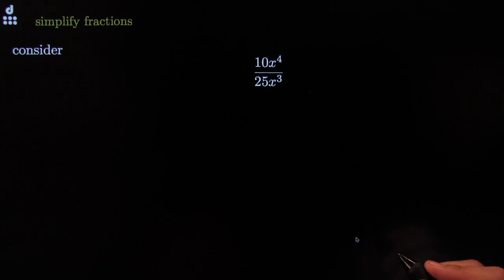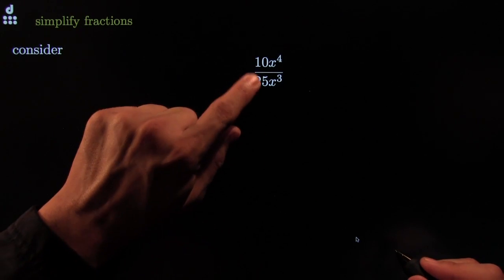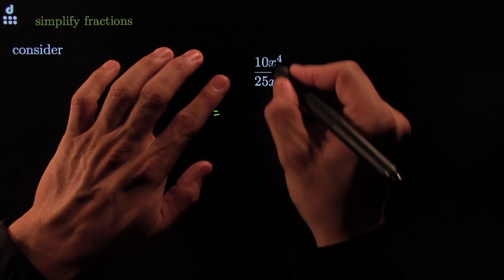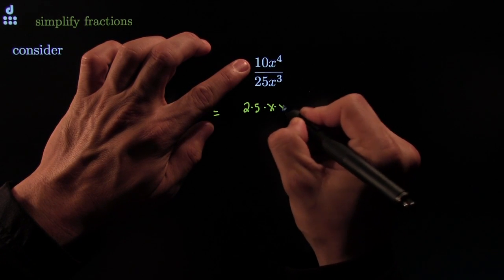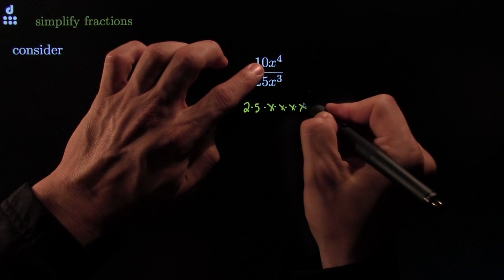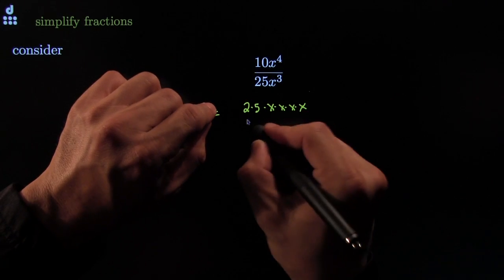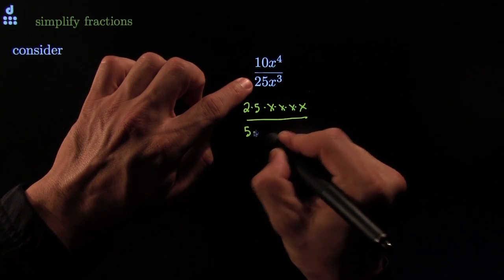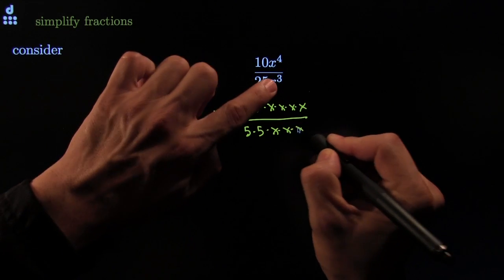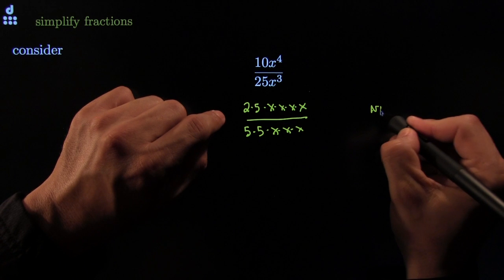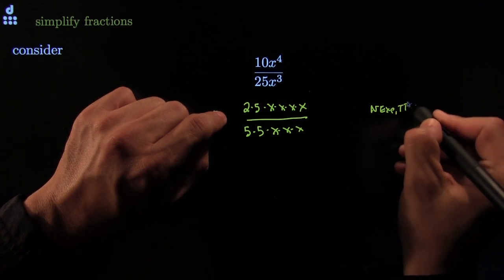And no matter if it's polynomials or functions or crazy stuff like this. Here, let's try this one. This one I'll break up into prime pieces. This is 2 times 5 times x times x times x times x. Right? That's what that 4 means, write it 4 times. On the bottom I have 5 times 5 times x times x times x, 3 times. This is by natural exponents and of course times table.